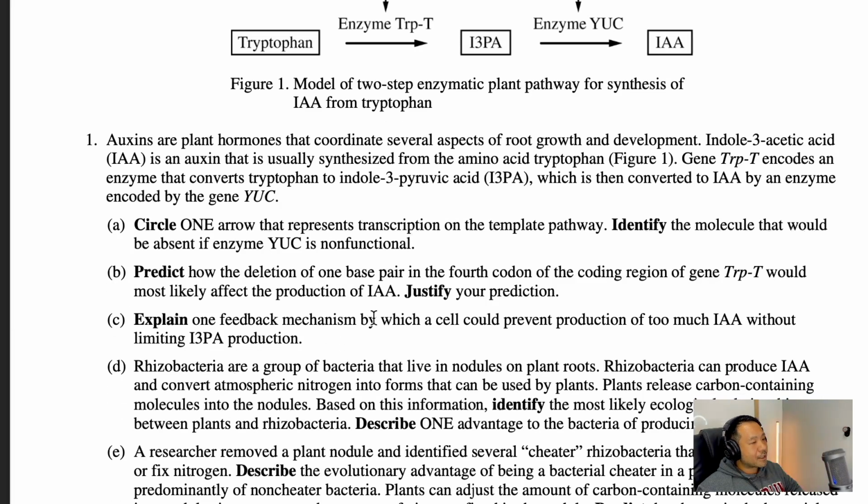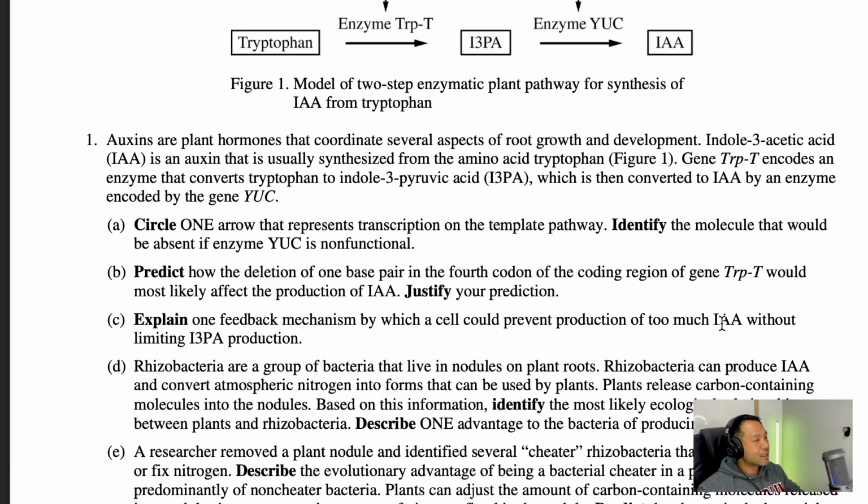Explain one feedback mechanism by which a cell could prevent the production of too much IAA without limiting I3PA production. So in this question, we are going right back to chapter 8, where we talk about feedback mechanisms. Negative feedback mechanisms are common in biology, and in this case, that's the one we were looking at. It's a negative feedback because you want to prevent overproduction. That's always the case in negative feedback. You have something that's being produced too much. Typically, that substance inhibits either an enzyme or some pathway that would lead to the production of that substrate.